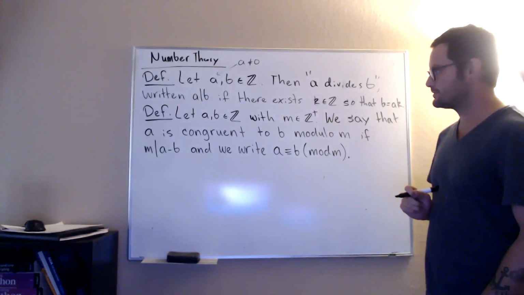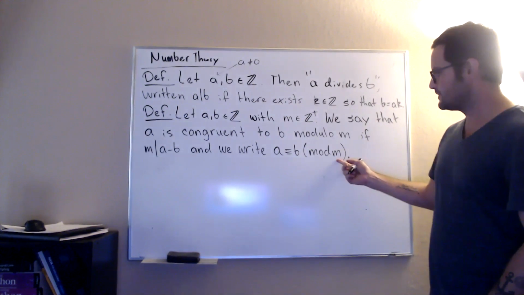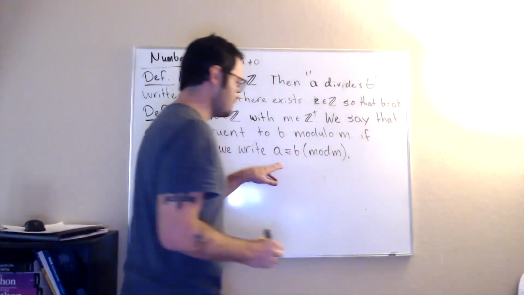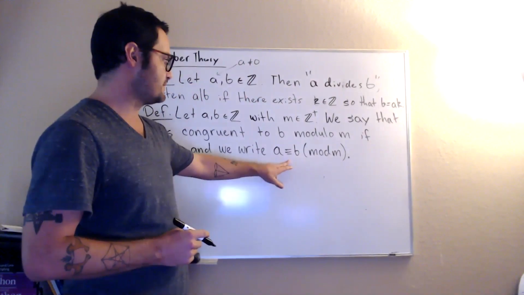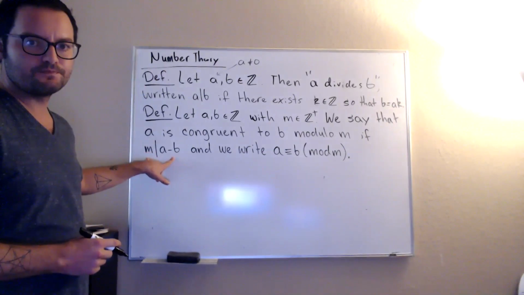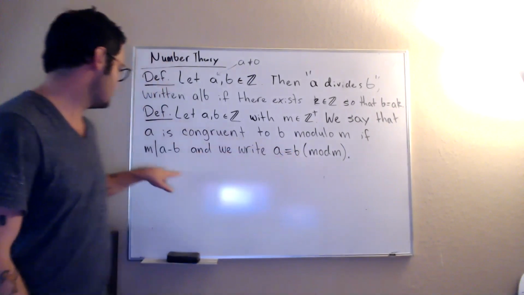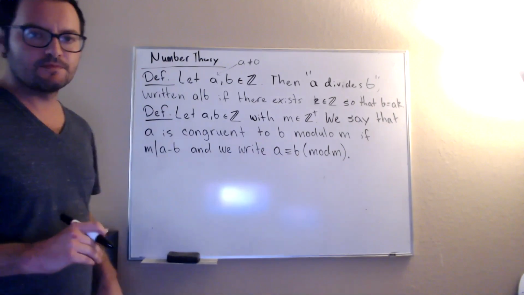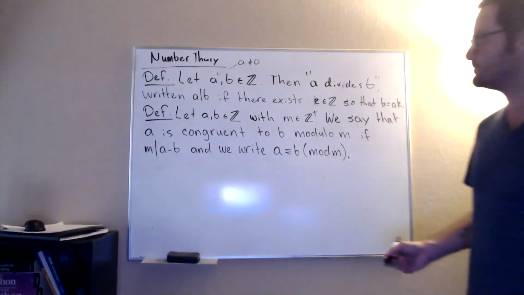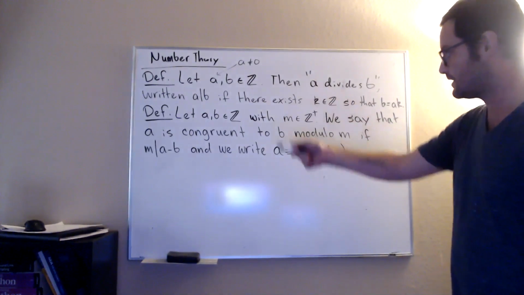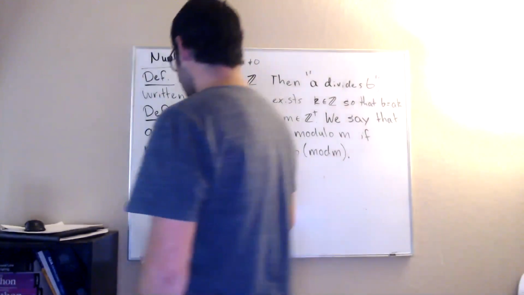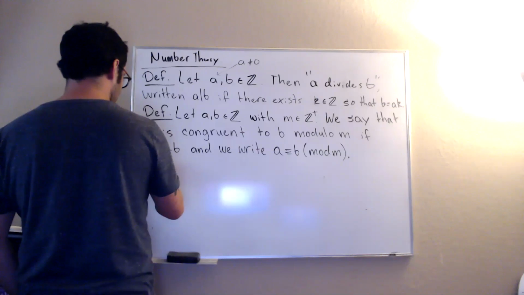Okay. So this is the definition of congruent. M is called the modulus here. And this is not an equal sign or anything like that. This is literally a definition. This holds whenever that holds. Okay. That's all that's saying. This is saying that. That's it. So for today's lecture, you're definitely going to want to have that written down. And then also, you are going to want to have this theorem written down.